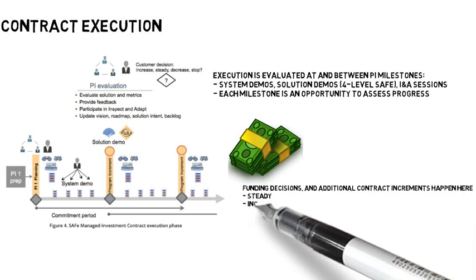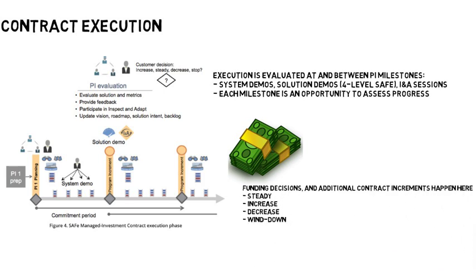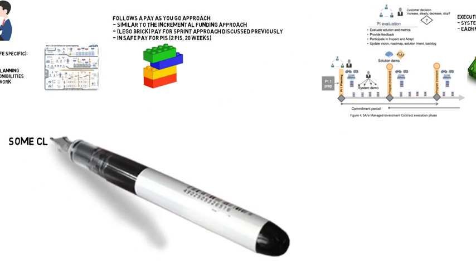Also, important to note, when we talk about those solution demos, they are in 4-level SAFe, so they're part of that value stream level in SAFe. So these are different aspects and milestones where we can make some decisions about our funding, about our contract, and how we're going to proceed. That kind of Lego brick incremental model, which is nice with Agile.